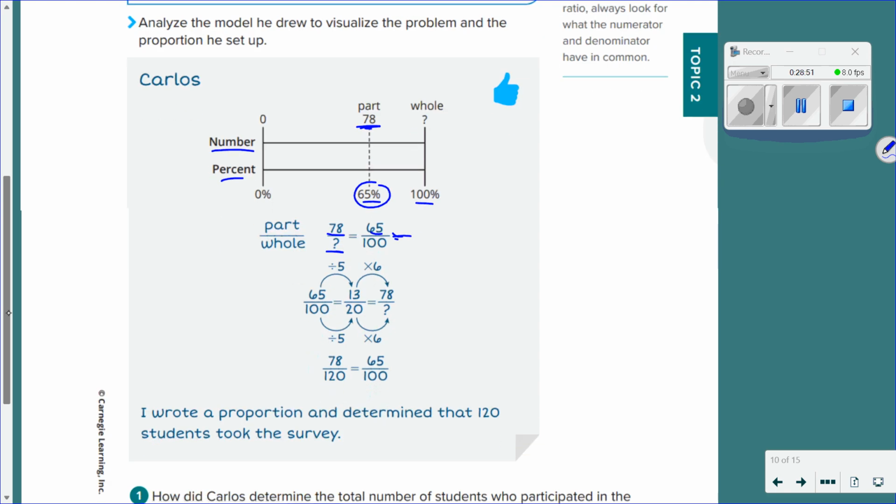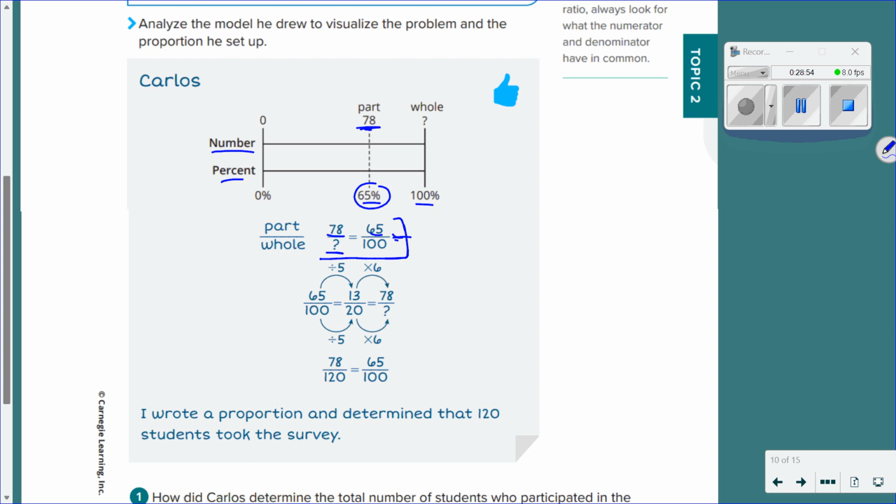So what he said was, okay, well, I have this proportional relationship set up, but 65 doesn't go directly to 78, does it? No. But I can simplify 65 and 100. I can divide them both by 5, give me 13 over 20, and then I do 13 times 6, and I get 78. So I do 20 times 6, and I get 120. Make sense? So a lot of times, if you don't know directly how to get there, see if you can step back to make the math easier for you.